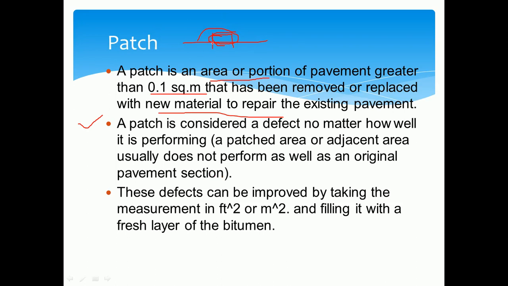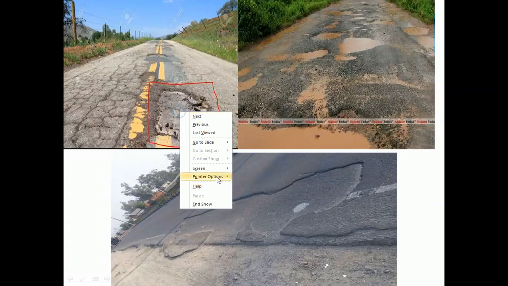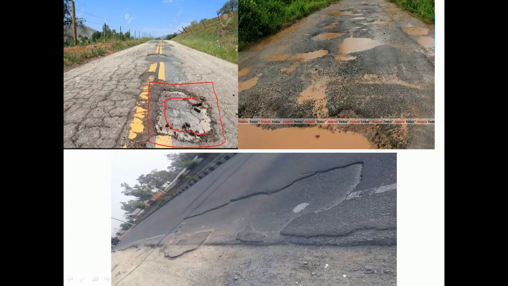Therefore that area has been replaced by the new material itself. So these are the patches we can observe in the road surface. See here, patches are different and potholes are different. If the depression is more, then we consider that as a pothole, but here patches are there. This has been replaced by new materials, but it does not perform as well as the proper work at the beginning, so we cannot observe the original performance of the road.